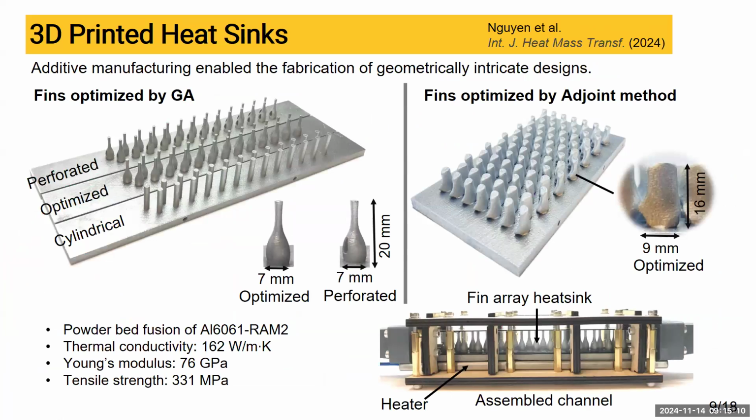After getting the optimal designs from the genetic algorithm and adjoint method, we printed these optimal pin fin heatsinks with the powder bed fusion technique. On the left, we have the optimized pin fin and its perforated form when we added a hole on it. And on the right, we have another optimized fin from the adjoint solver. And the cylindrical fin is used as a benchmark design for comparison. The pin fin heatsinks are then integrated into the assembly module before being fixed into the experimental system.